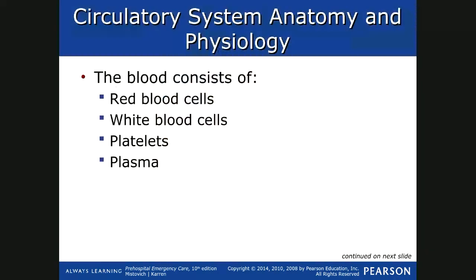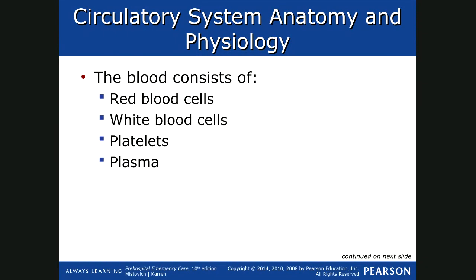Now, there's a lot of components in the blood. The red blood cells are also known as erythrocytes, and the big thing that red blood cells do is they're the only thing in your blood that can carry oxygen. So that's its biggest deal, is carrying the oxygen to the organs. The white blood cells are also known as leukocytes.